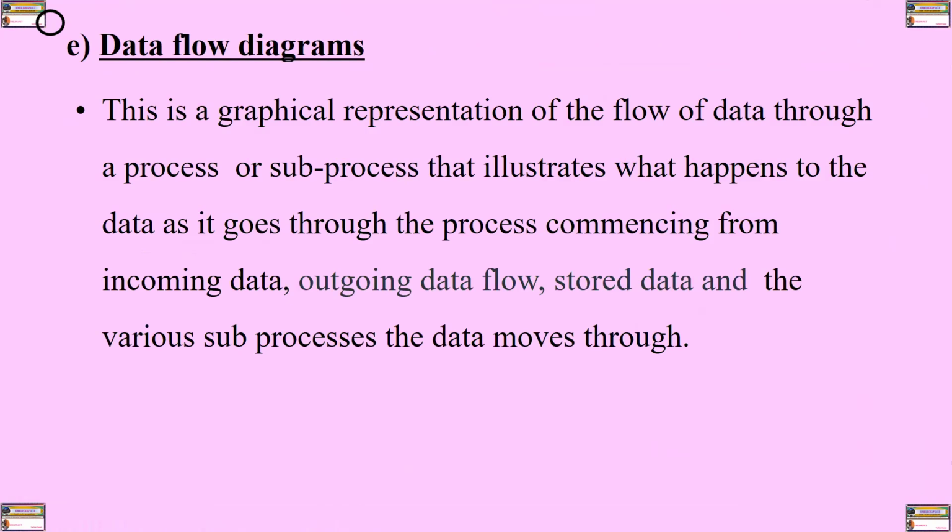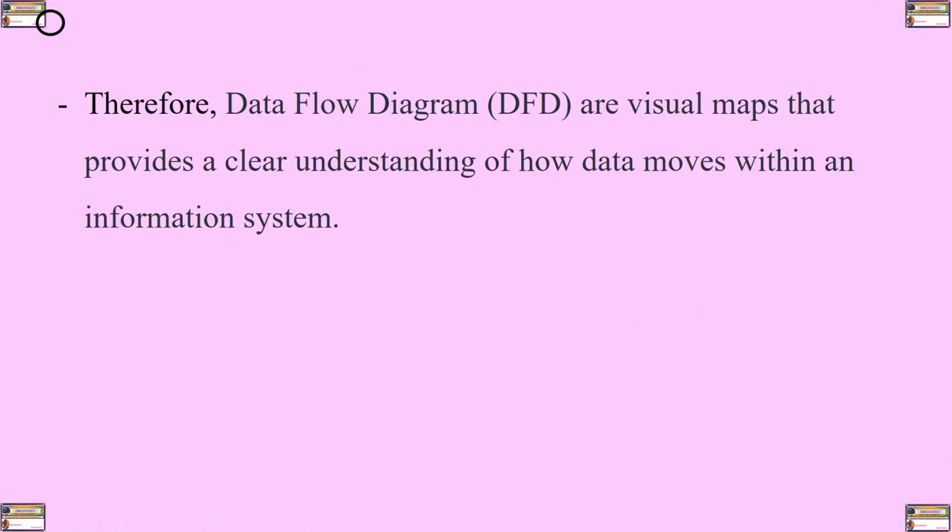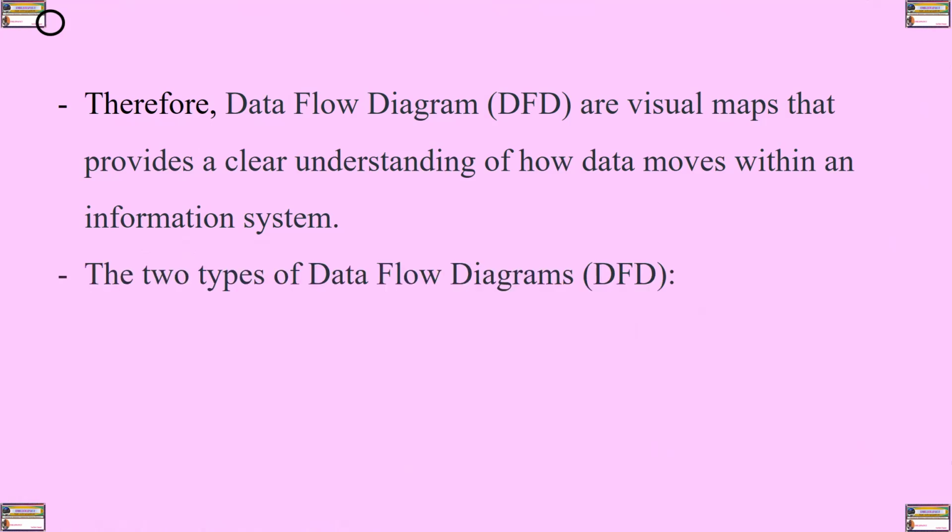Let's now look at data flow diagrams. A data flow diagram is a graphical representation of the flow of data through a process or sub-process that illustrates what happens to the data as it goes through the process, commencing from incoming data, outgoing data flow, stored data, and the various subprocesses the data moves through. A data flow diagram describes anything about how data flows through the system. Therefore, data flow diagrams are visual maps that provide a clear understanding of how data moves within an information system.